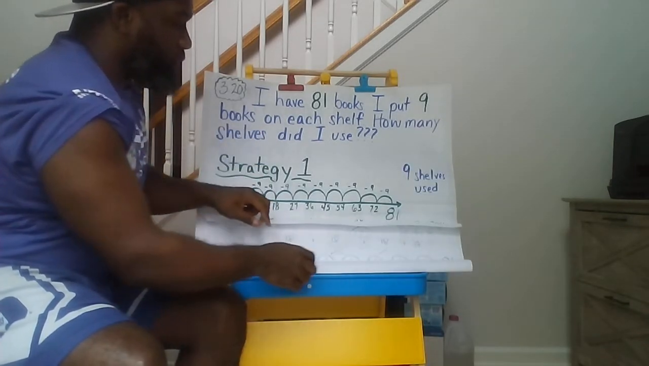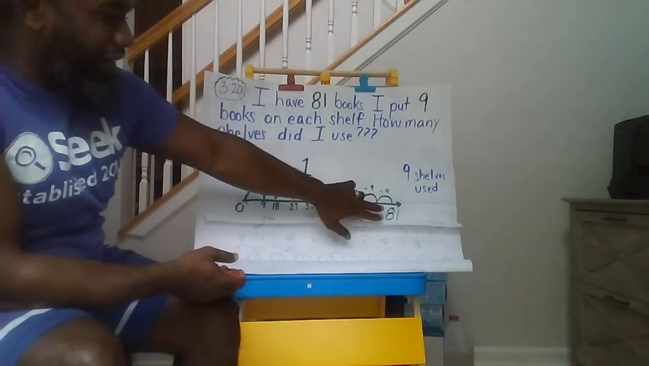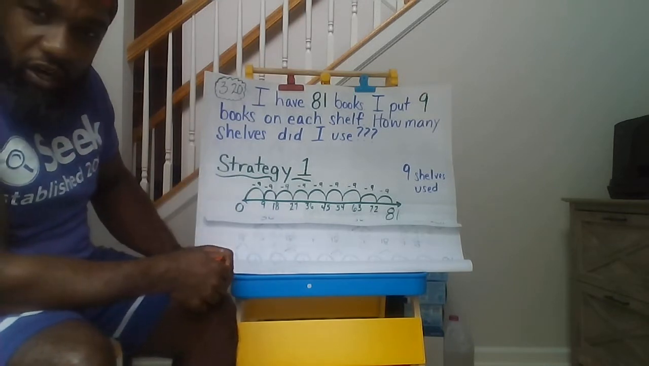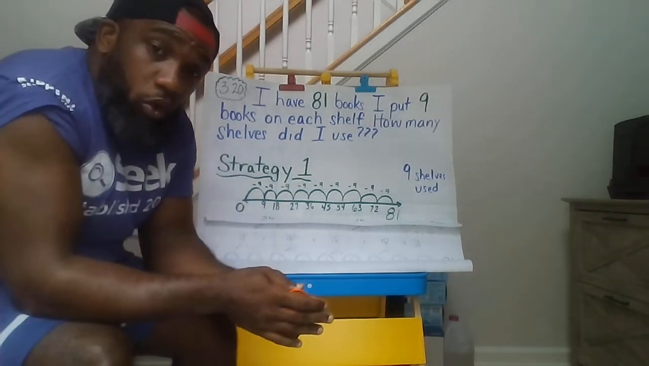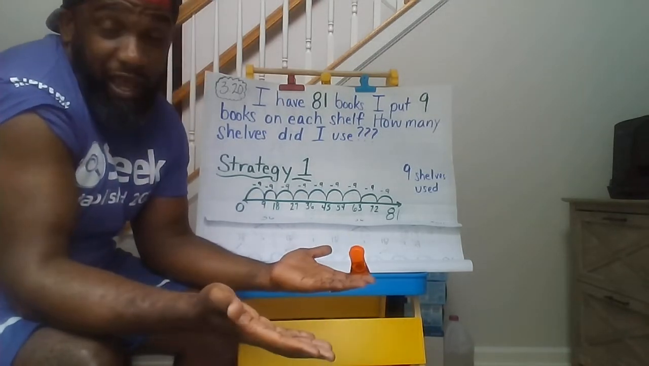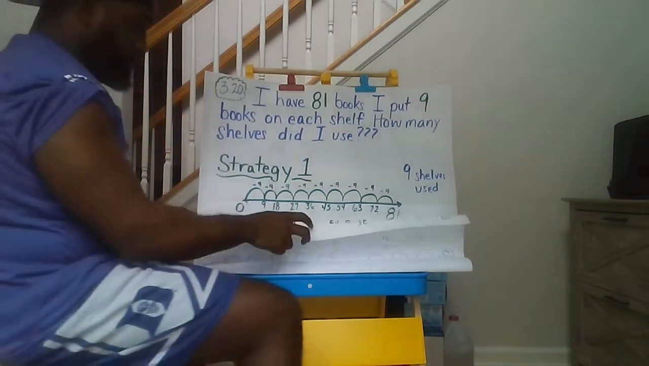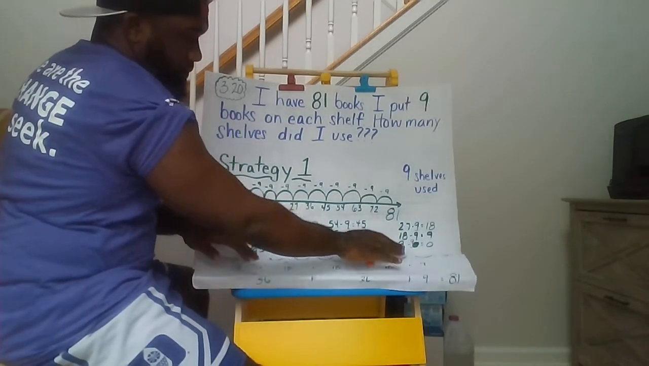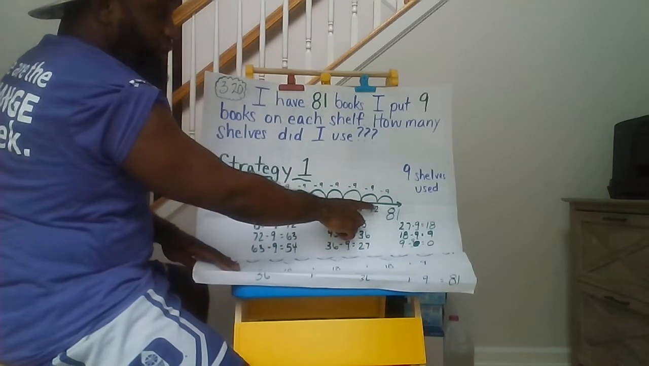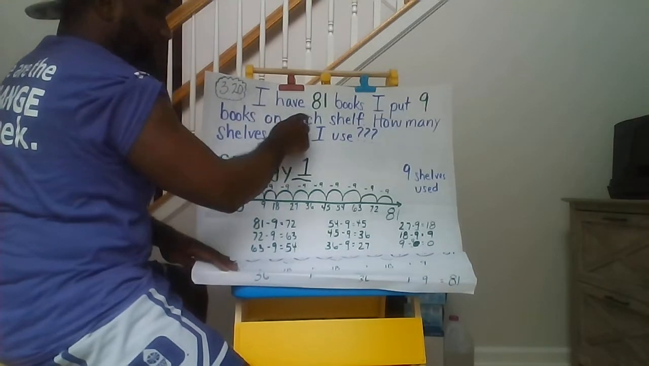Strategy number 1. I know that I have 81 books, and I have to put 9 books on each shelf. So in this strategy, we used repeated subtraction until we didn't have any more books left. So let me show you how we did it. We started with 81 because that's how many books we had. And then we started to take away 9 each time because it says put 9 books on each shelf.